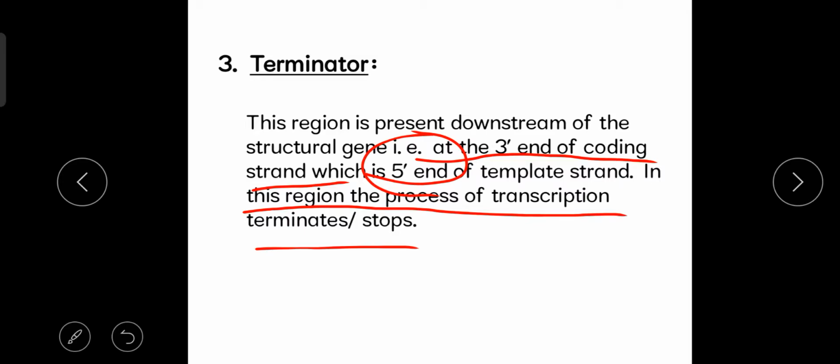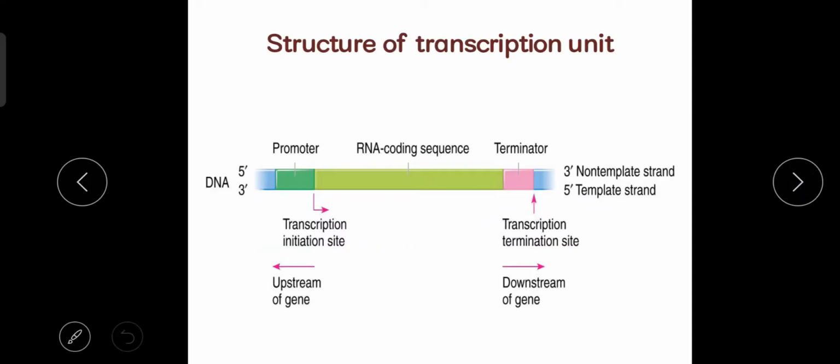Are you getting my point? In the promoter, transcription initiates. In the terminator, the transcription process stops. That is why this is called terminator or termination site. Okay, so these three components are found in the transcription unit. Now let's move to the next slide. So this is the whole structure of the transcription unit.